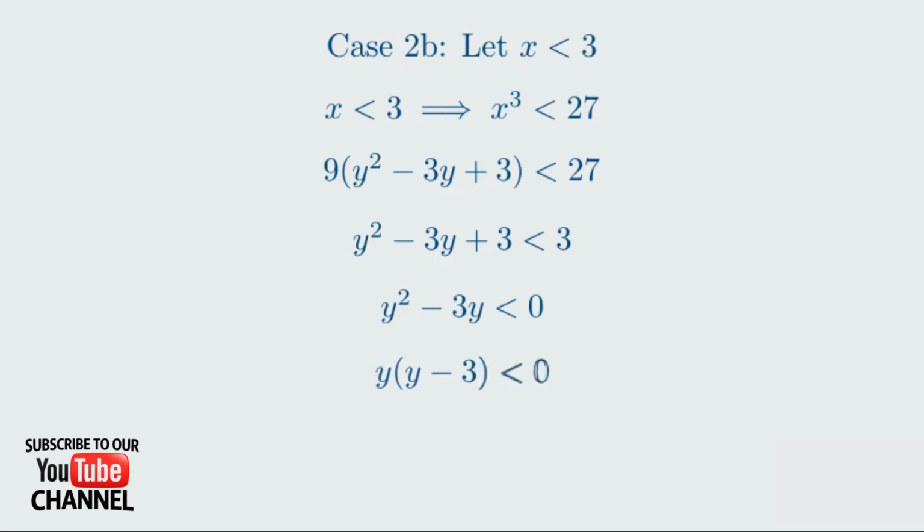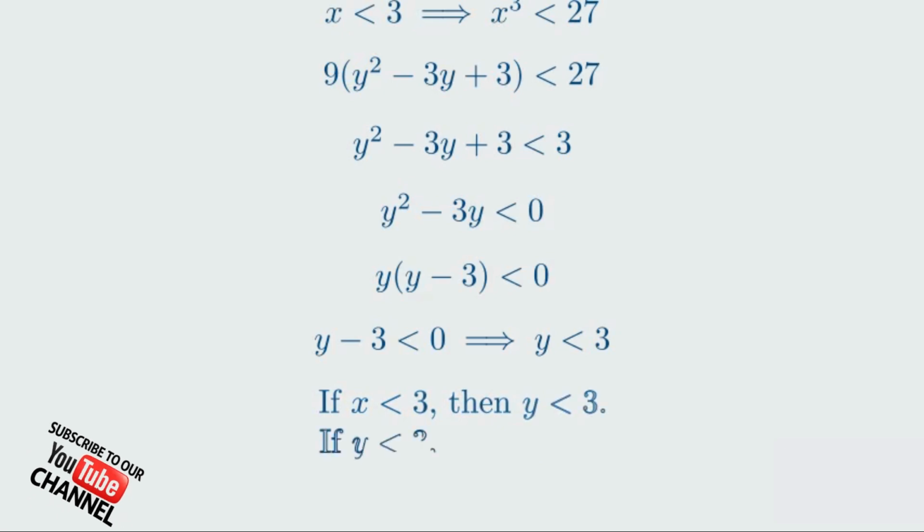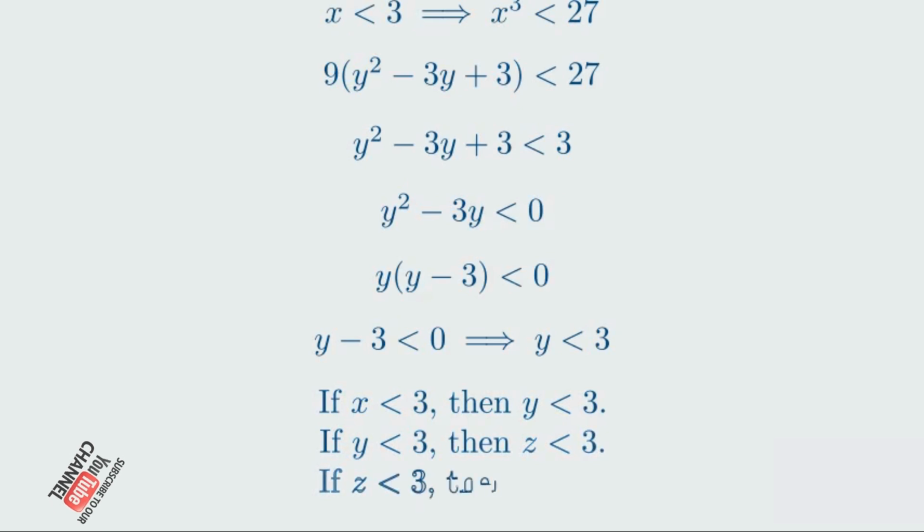For a product of two terms to be negative, one term must be positive and the other must be negative. Since we've already proven y must be positive, this means y minus 3 must be negative. If y minus 3 is negative, then y must be less than 3. Once again, we can apply this logic cyclically. If x is less than 3, then y must be less than 3, which in turn means z must be less than 3. This establishes our second cyclic argument. If any variable is less than 3, they all must be.